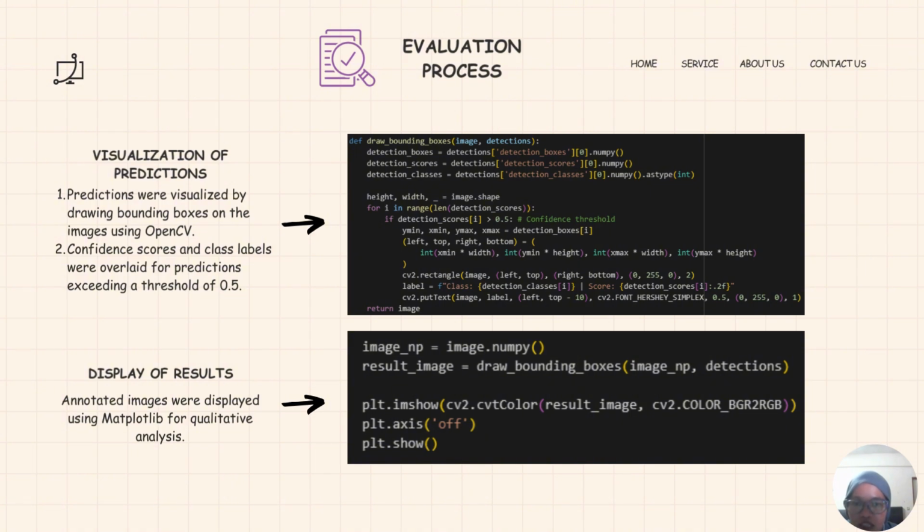Through this, we could identify how well the model detected objects, as well as any mistakes like missed or wrong detections. This helped us understand the model's accuracy and areas for improvement. That's all for experimental setup.